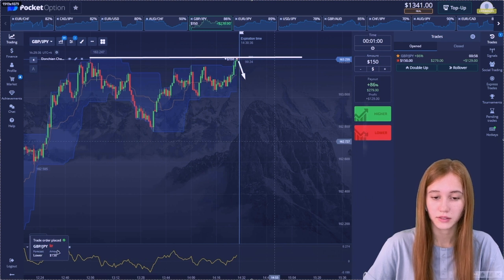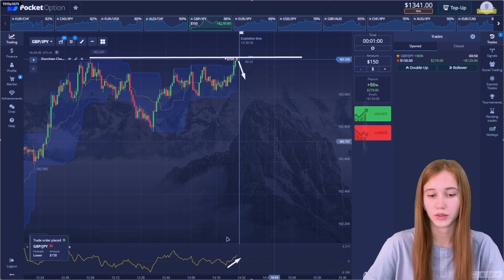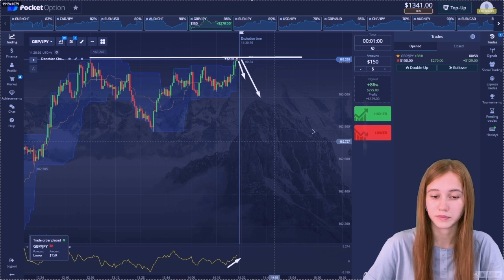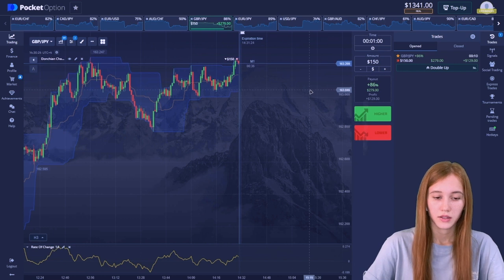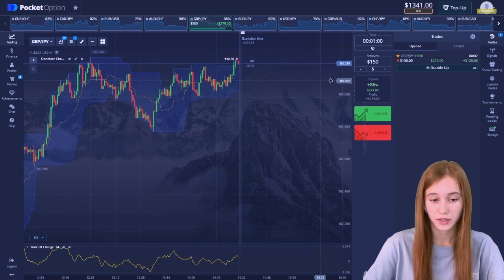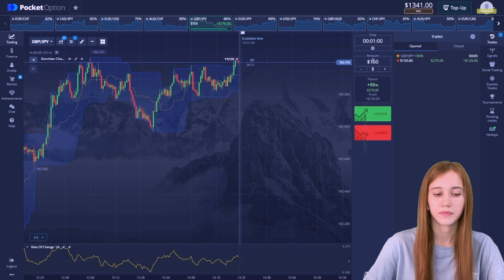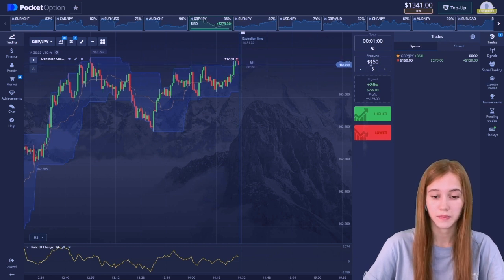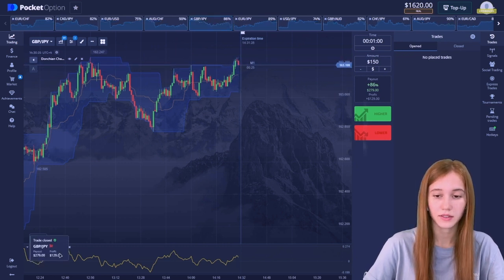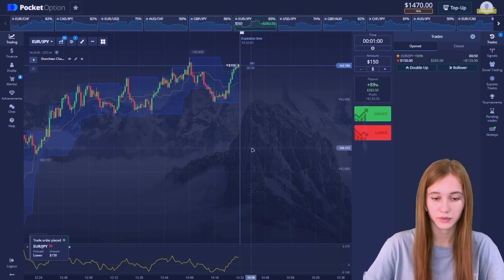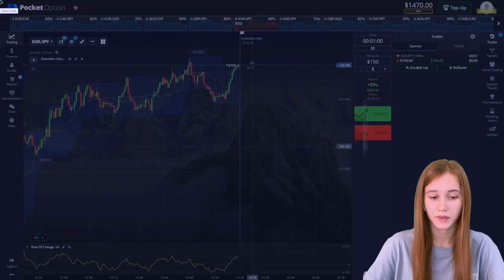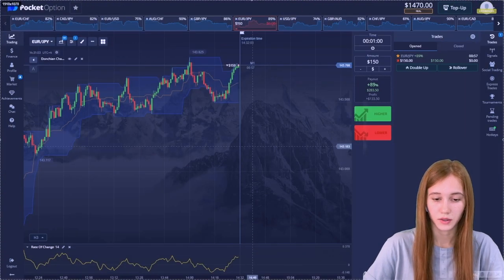And cyclically, we have the market rolling back in the opposite direction. Also, if we look at the second indicator, our growth continues rapidly. We're above the zero mark. Let's see. So, down deal, 8 seconds left until the end of the deal. And plus deal profit is $129.